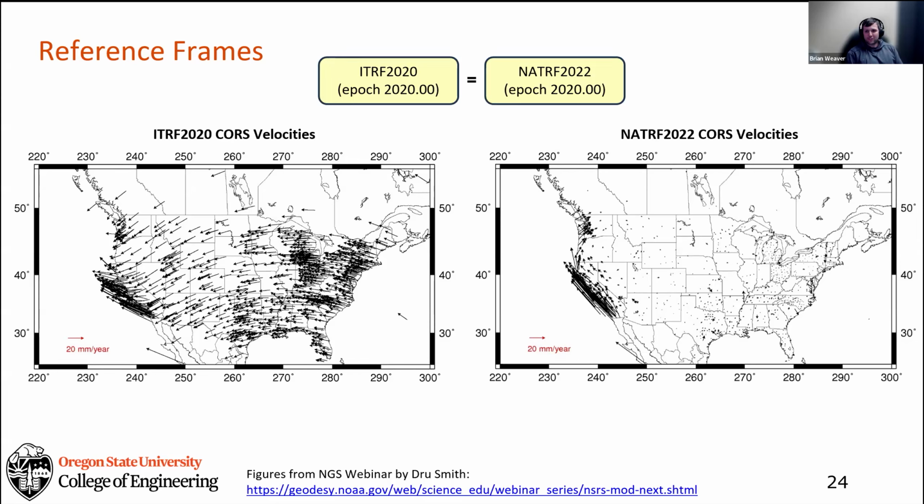So there are always some transformation parameters or transformation utilities between reference frames that are provided by NGS. But fortunately, because of the decision for the modernized NSRS to agree with the ITRF, PPP offers a really great opportunity to enable that reference frame agreement directly.